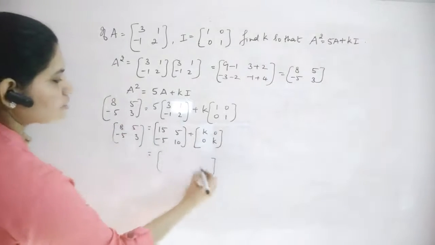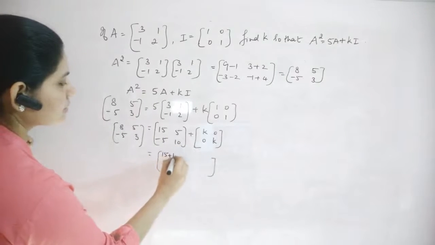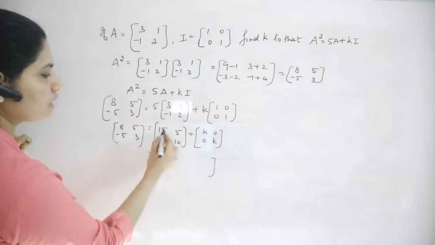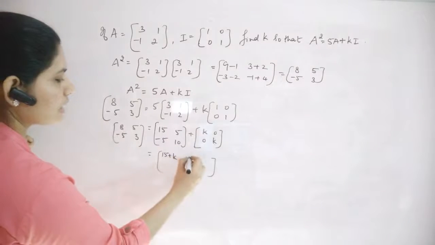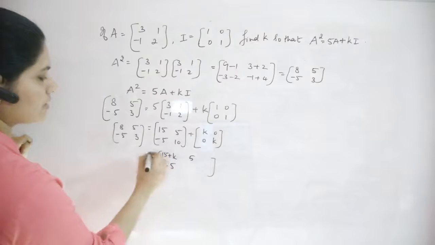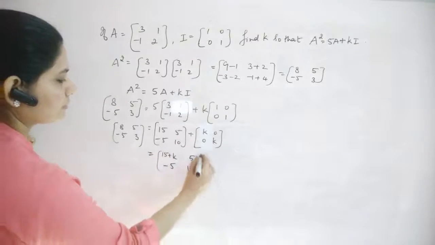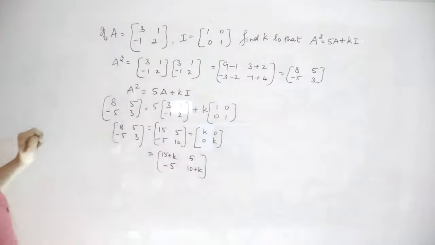Now adding these two means you have to add term wise. Corresponding elements you can add. So you will get 15 plus k as the first term. Second term is 5 plus 0, which is 5. Next term minus 5 is equal to 10 plus k. Correct. You will get k is equal to 7.